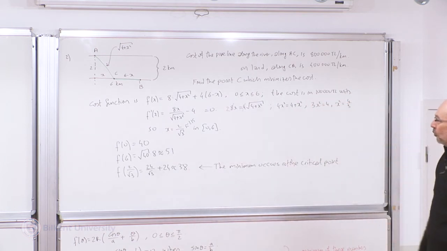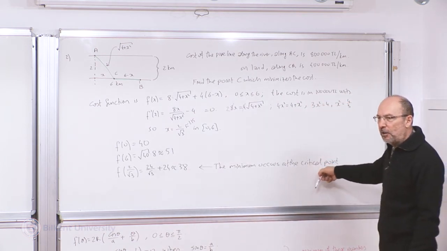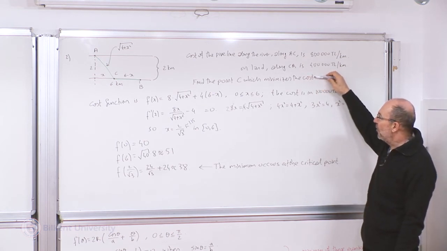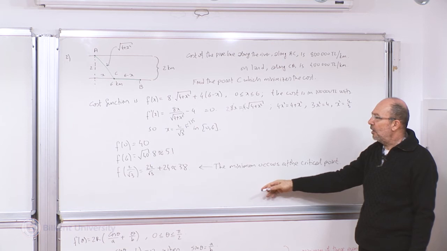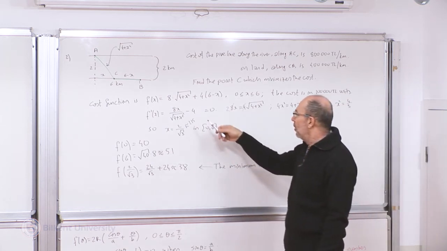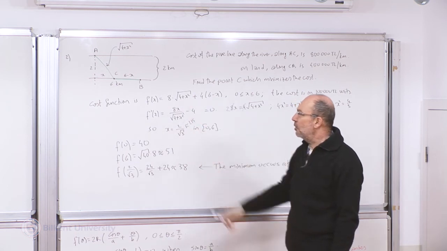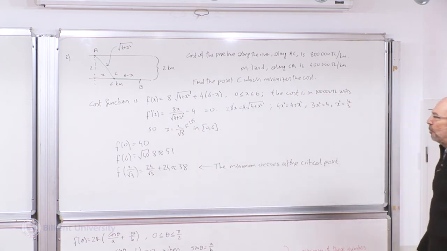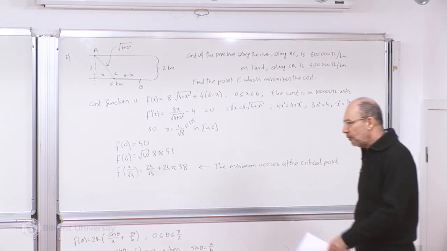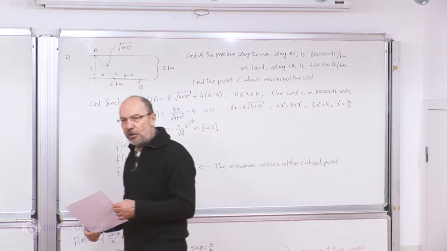Okay, so this is the solution of the calculus problem. Now the question was: find the point C which minimizes the cost. The answer is that C should be 1.15 kilometers towards B from the point across A. Describe it in any way you like. Any questions?